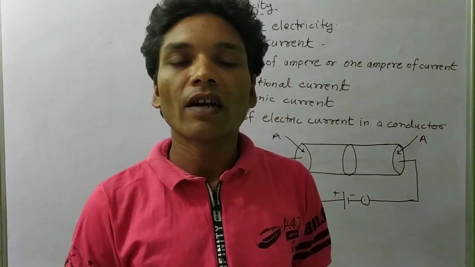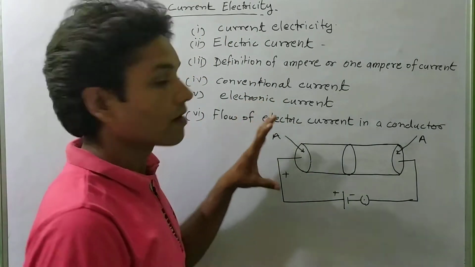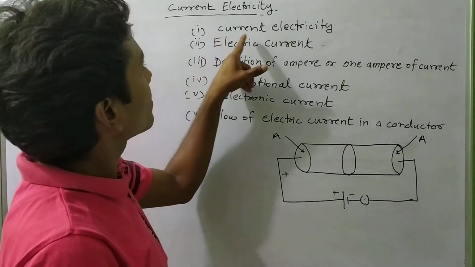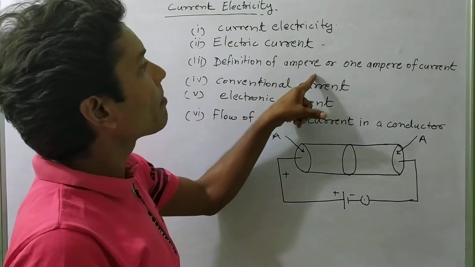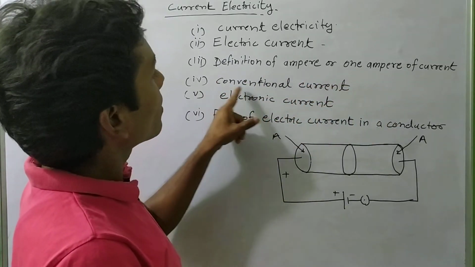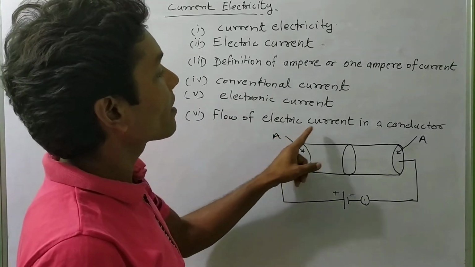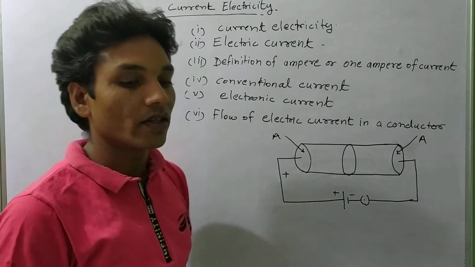Students, we will learn about current electricity. Under current electricity, we have to understand 6 points. First, current electricity, electric current, definition of ampere or 1 ampere of current, conventional current, electronic current, flow of electric current in a conductor. First, current electricity.